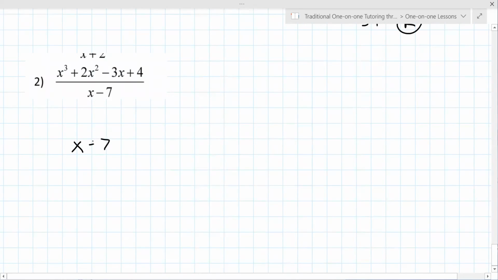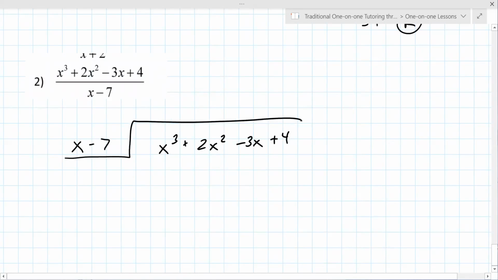So outside the house, inside the house, like that. Again, same set of questions. We're trying to clear the x cubed. What do you multiply x by to get x cubed? It's x squared, and you put it in the x squared column. Then you multiply each of these by x squared. So you get x cubed minus 7x squared.